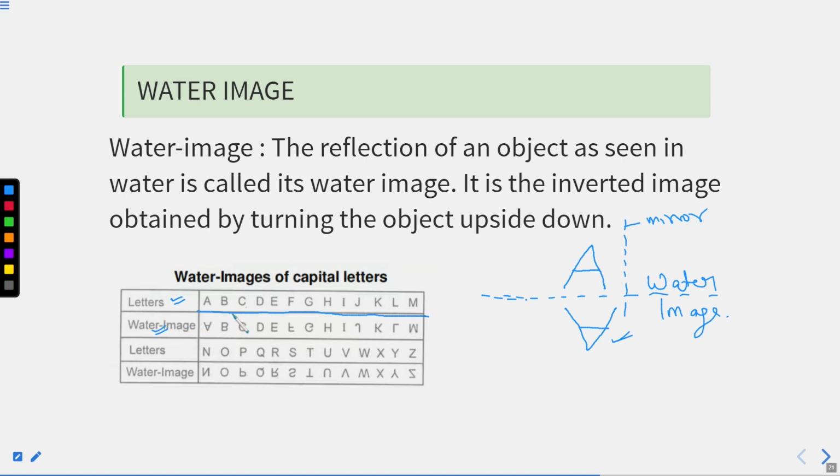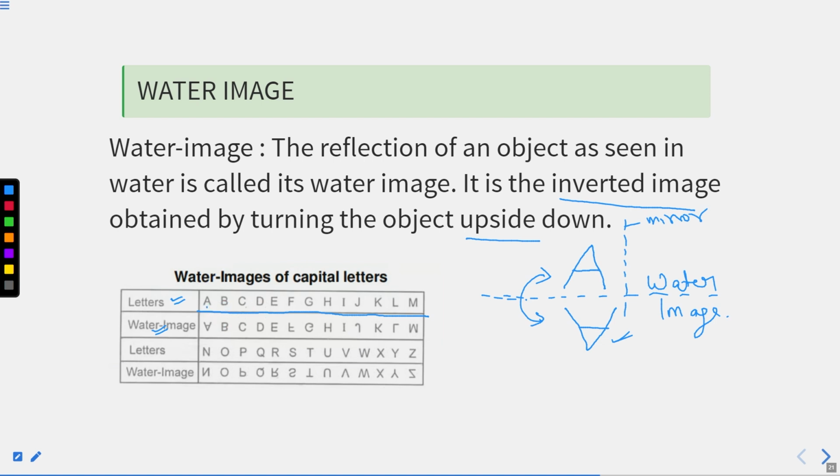Before we start reading all the water images, I would like you to read this as well. Water image: the reflection of an object as seen in the water is called water image. It is an inverted image, right? It is literally inverted, obtained by turning the object upside down. This is the upside down image, right? This is what we are having. So we'll quickly read all the alphabets, which will be very helpful for us while solving questions, right?